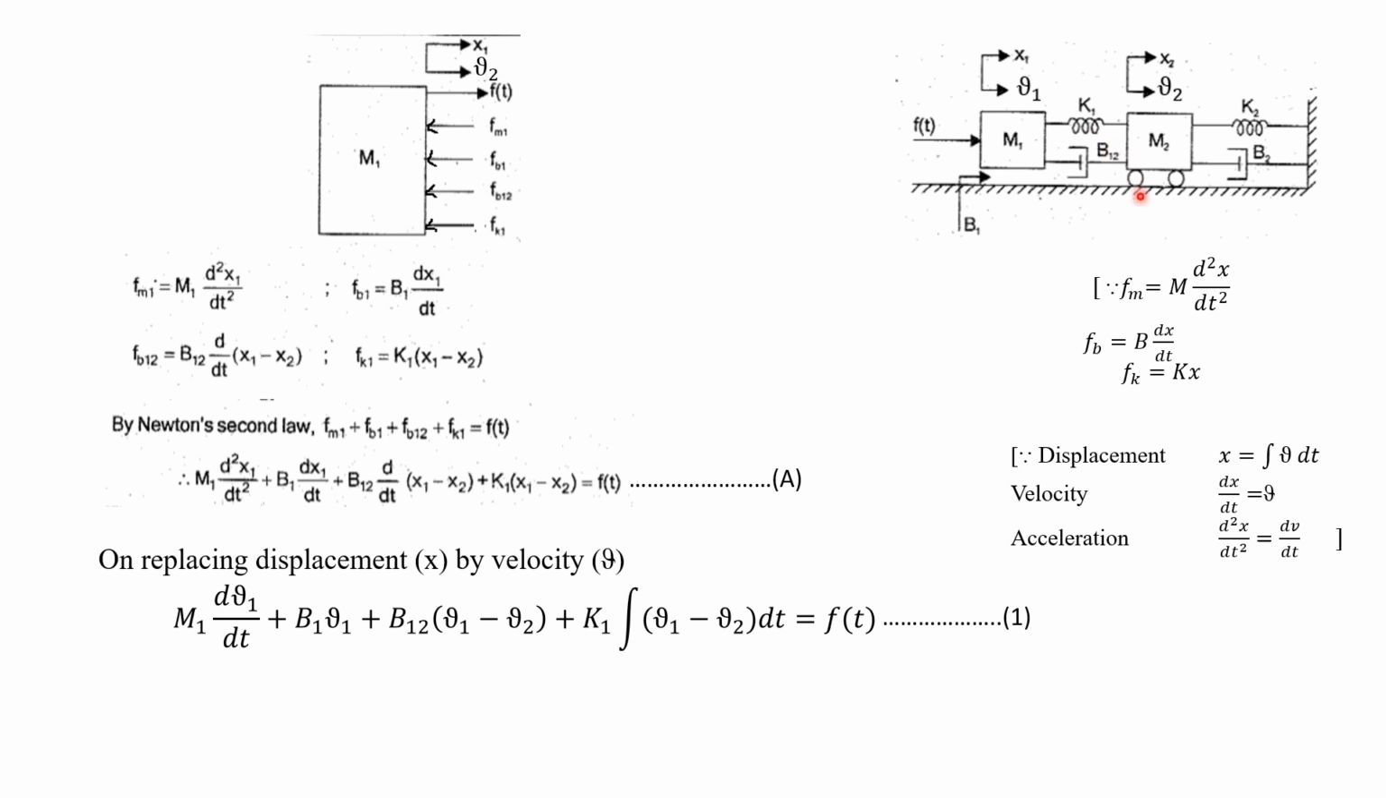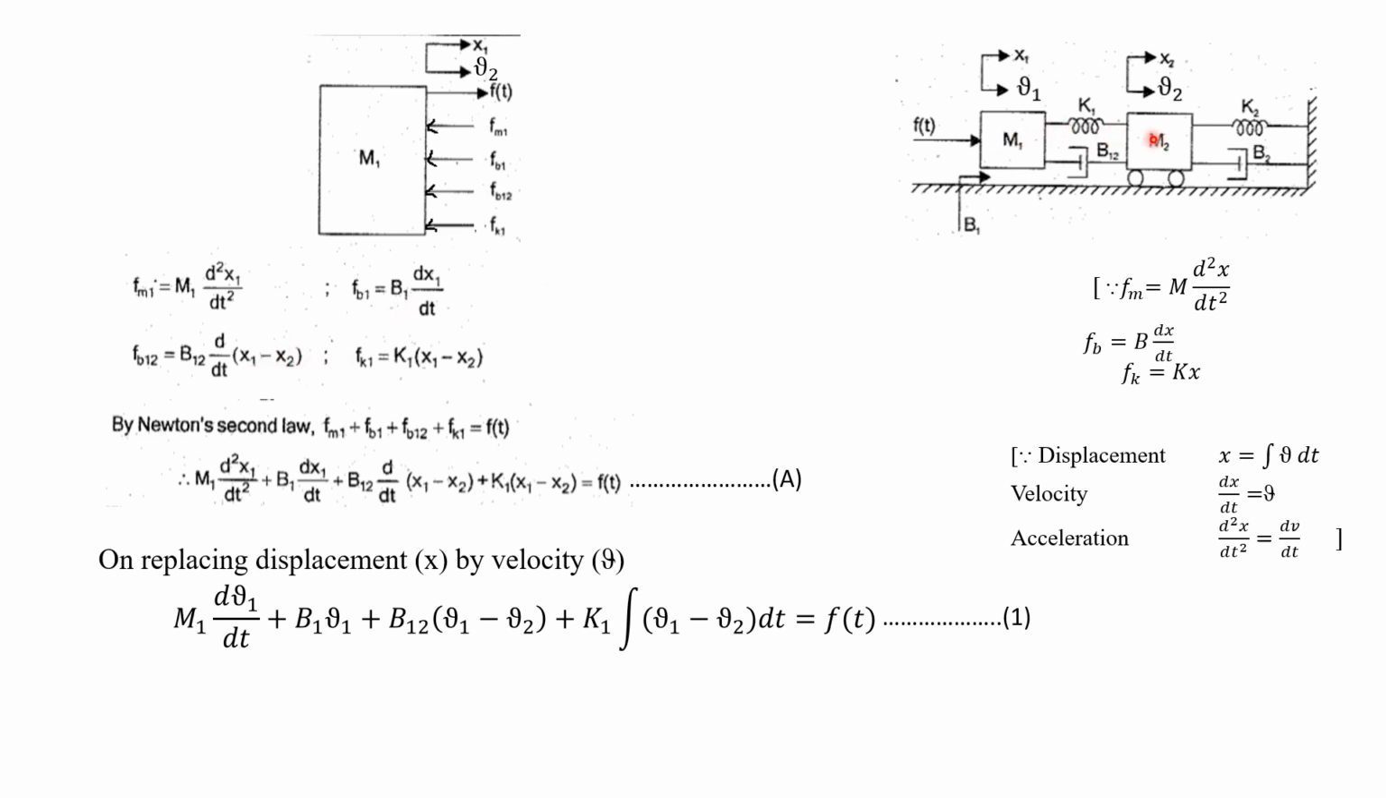So Fb12 is nothing but b12 into d by dt of (x1 minus x2), because it is connected between m1 as well as m2. So we have to write the difference in displacement. Now we are drawing the free body diagram for m1, so we have to represent the corresponding displacement first. Okay, x1 minus x2. Now what about k1?